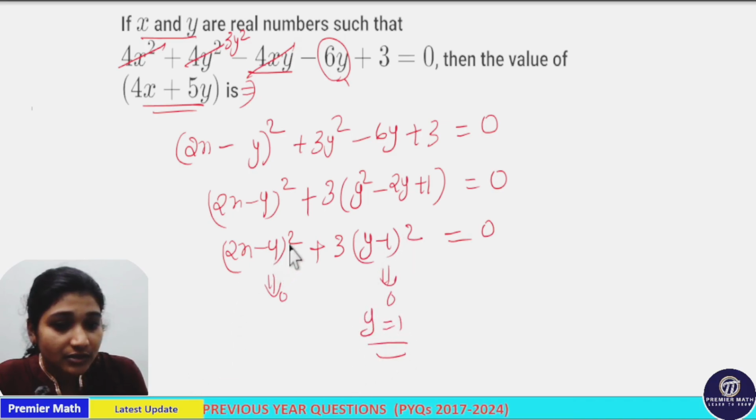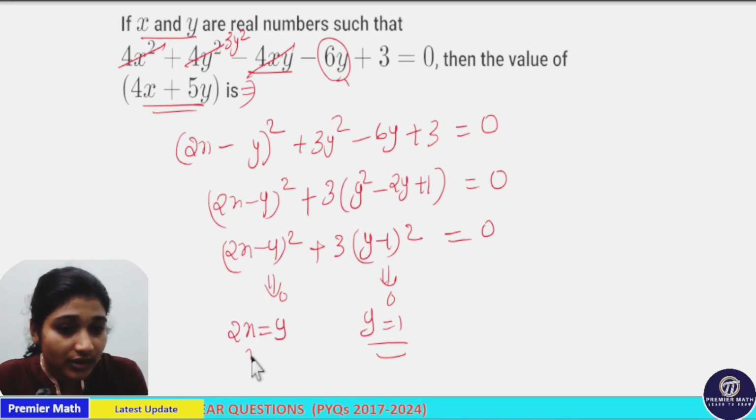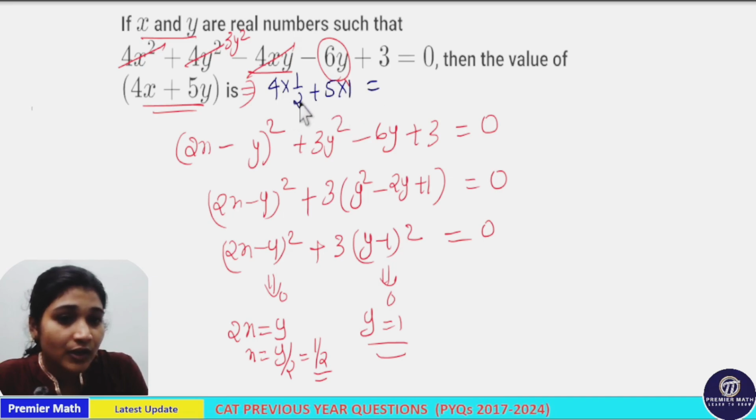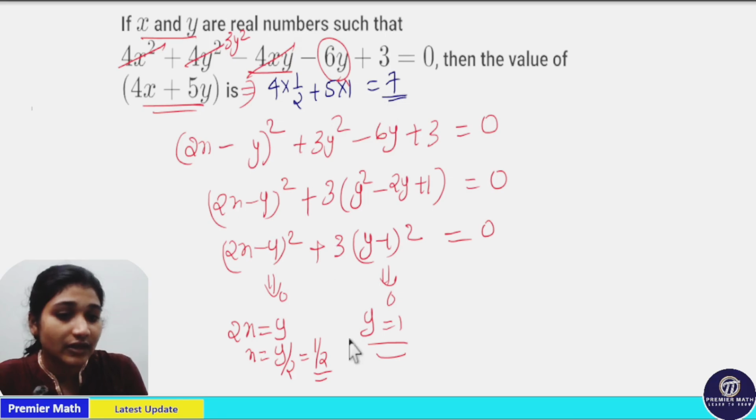And here 2x minus y the whole square is equal to 0 means 2x minus y equal to 0. So 2x is equal to y, then x is equal to y by 2, means x is equal to 1 by 2. Y value is 1. Then if you substitute the values, 4 into x means 4 into 1 by 2 plus 5 into y means 5 into 1, which is equal to 2 plus 5, 7. So value for 4x plus 5y is 7.